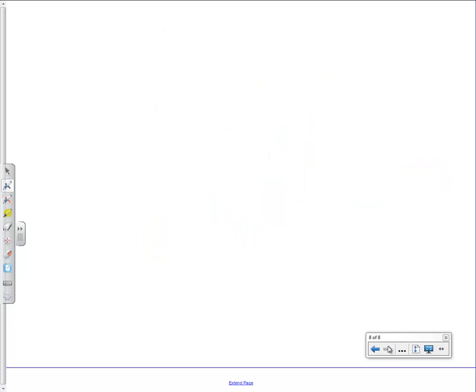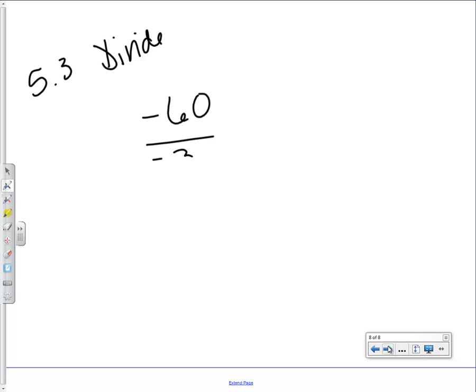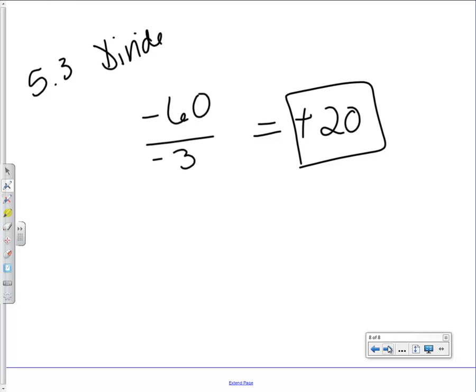Okay, the next one is going to be a division problem from section 5.3. This is a negative 60 divided by a negative 3. Multiply and divide. If the signs are the same, the answer is always positive. If they're different, the answer is always negative. So 3 goes into 60 how many times? And your answer is a positive 20.